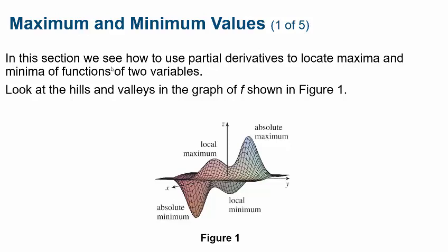So in this section we see how to use partial derivatives to locate maxima and minima of functions of two variables. Look at the hills and valleys you see in this graph here, and you can see what we're talking about. Like down here, this valley is the absolute maximum of the function. Here's a local minimum, compared to values around it. Here's a local max, and this up here has to be the absolute max. So we want to talk about methods for identifying these.